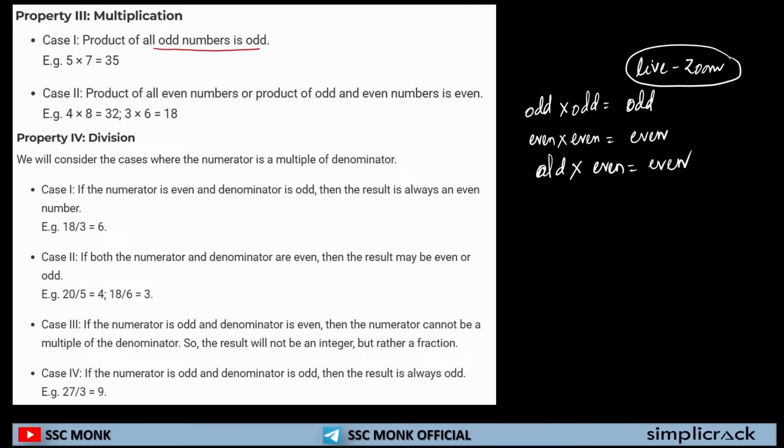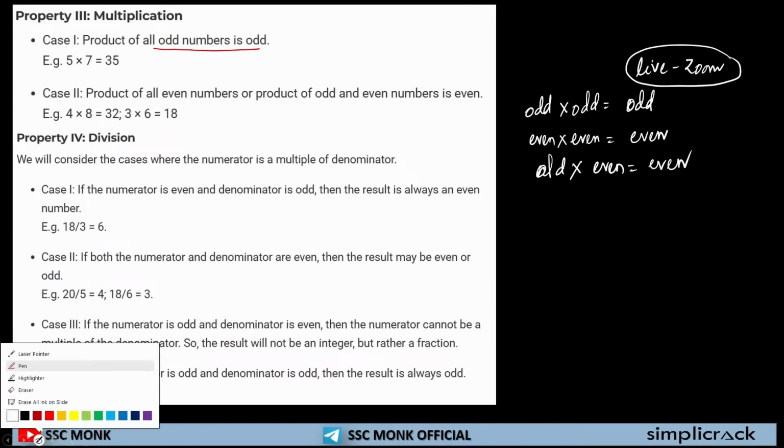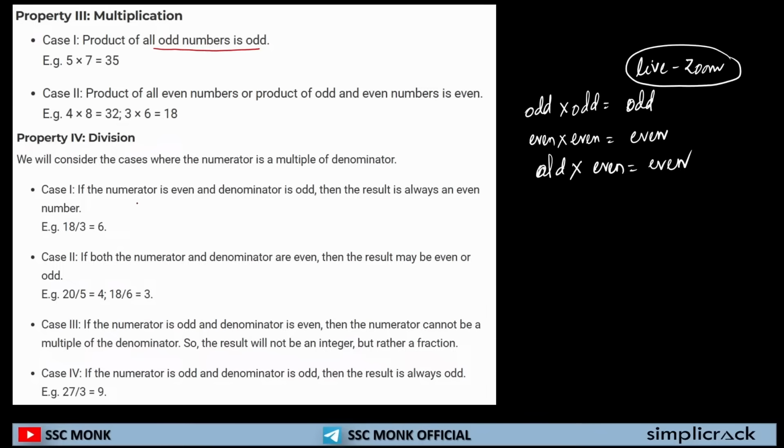Now the same for division. If the numerator is even and the denominator is odd, let's say here I am dividing 18 by 3. This can also be written as 18 by 3. In this, 18 is known as the numerator, okay? And 3 is known as the denominator. Clear? Now, when the numerator is even and the denominator is odd, the answer will be even, because 18 divided by 3 is 6, and this is even. Got it?